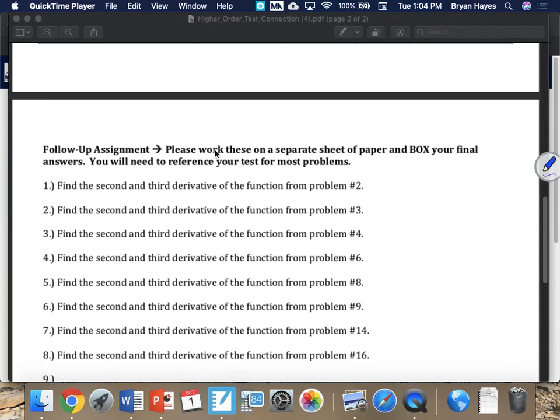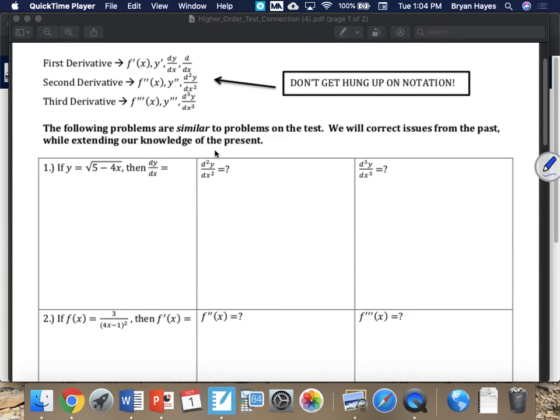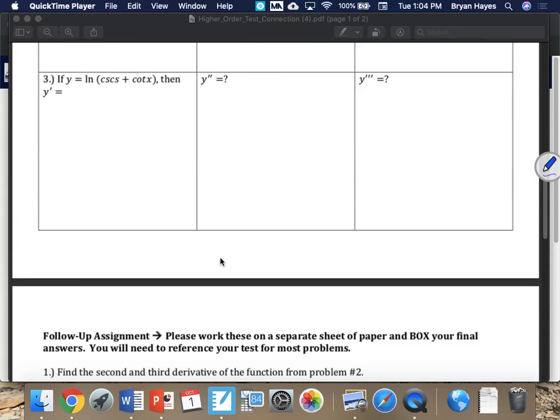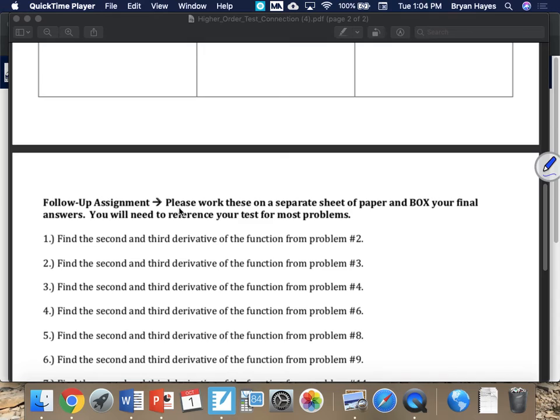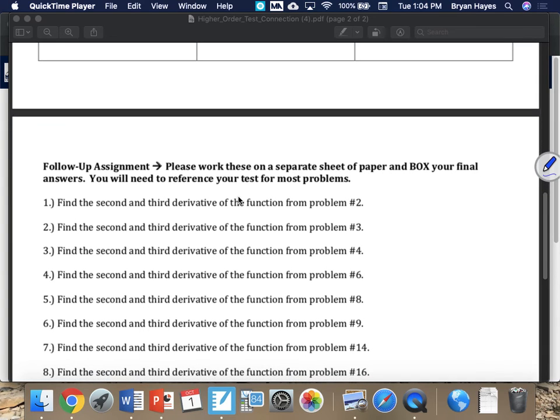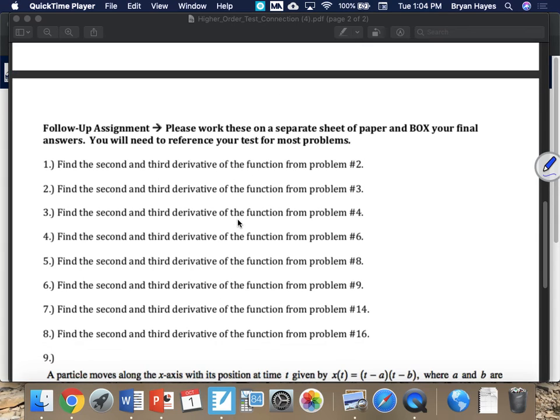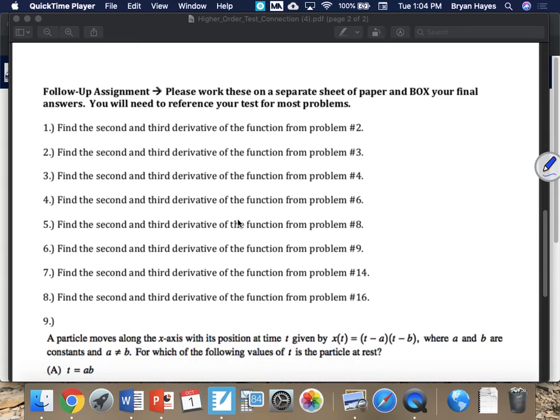Okay, so once again, to be very clear, test corrections are due end of the period on Monday, as well as this follow-up assignment right here, due at the end of the period on Monday. So use your time wisely in class on Friday. Sorry, the bell's ringing. Use your time wisely in class on Friday. Use your time wisely in class on Monday. If you need to work on this over the weekend, then do so. But we should be ready to turn this in at the end of the period on Monday.